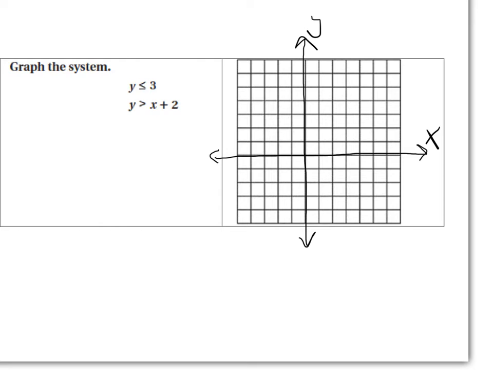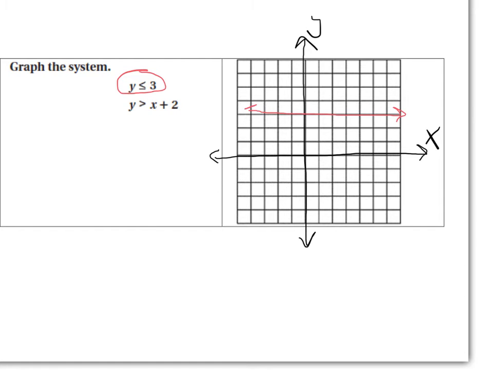So what I'm going to do next is I'm going to put each of these graphs in its own color. I'm going to do the y is less than or equal to 3 in its own color, red. So the y equals 3. Remember, we treat this like it was a regular equation to set the boundary. Our y equals a constant is a nice horizontal line. It is a solid line because of the or equal to part.